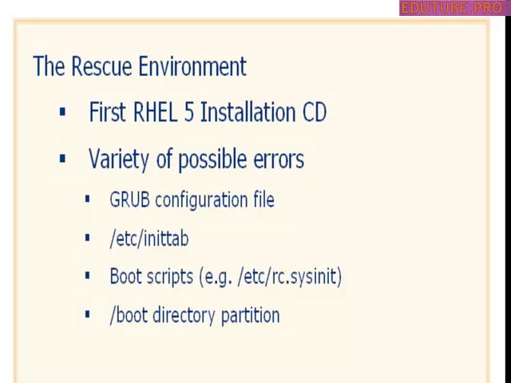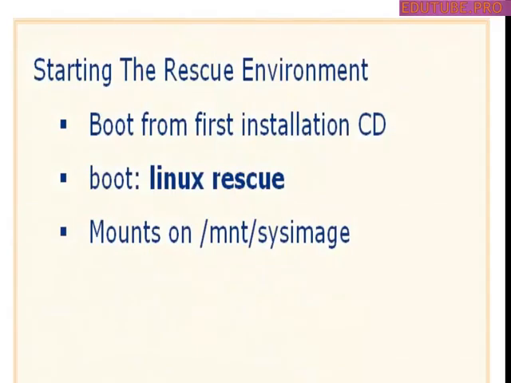Among the variety of possible errors are typos in the grub configuration file, or that file might even be missing. There might be a problem with the etc/inittab file. There could be other problems with boot script files, such as etc/rc.sysinit. There might even be a problem mounting a key partition, such as that associated with the boot directory. In any of these cases, the rescue environment can help.